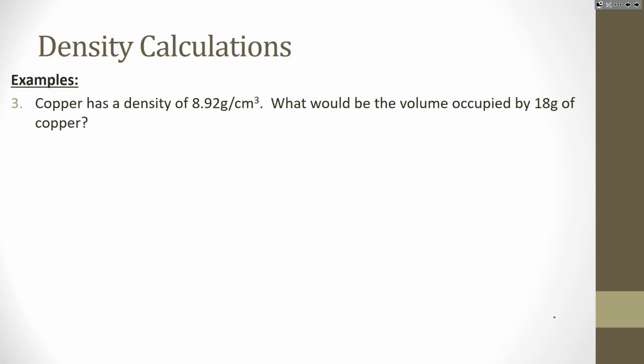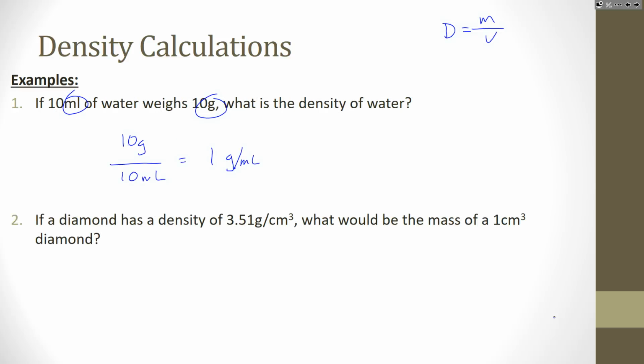Now, diamonds have a density of 3.51 grams per centimeter cubed. So what's the mass of a 1 cubic centimeter diamond? We can actually figure out how much this diamond would weigh. So if you have 1 centimeter cubed, and we want to find the mass, I'm going to multiply by the ratio that gets rid of centimeters cubed and leaves me with grams. So we know that 3.51 grams takes 1 centimeter cubed worth of space. So 1 centimeter cubed times 3.51 grams per centimeter cubed is 3.51 grams of diamond. So if you have a 1 cubic centimeter diamond, it will weigh 3.5 grams.